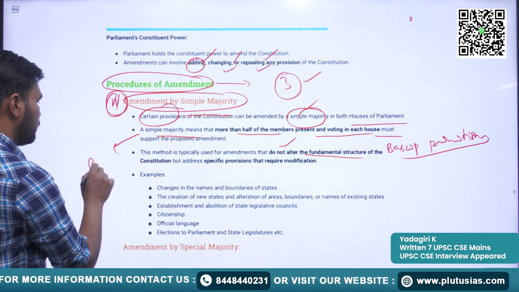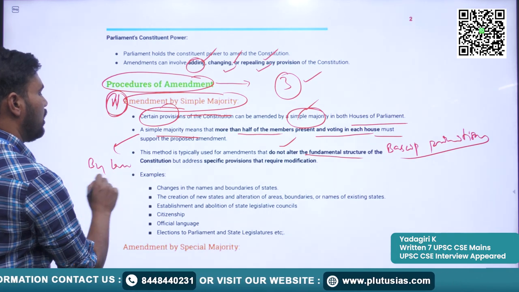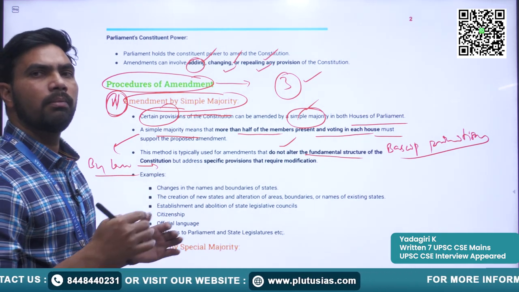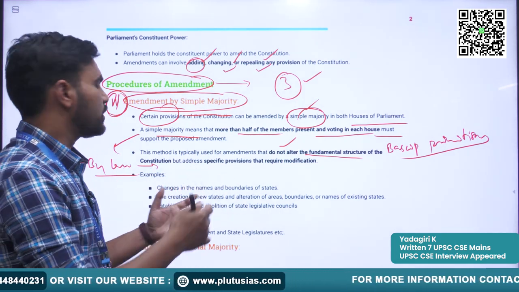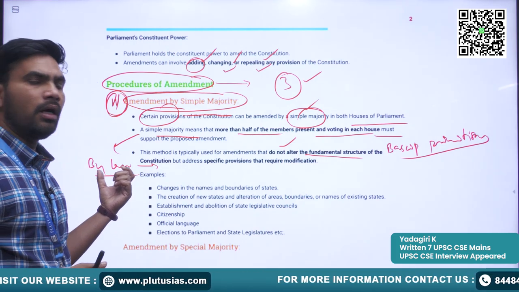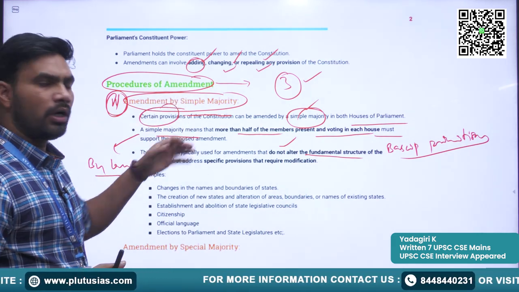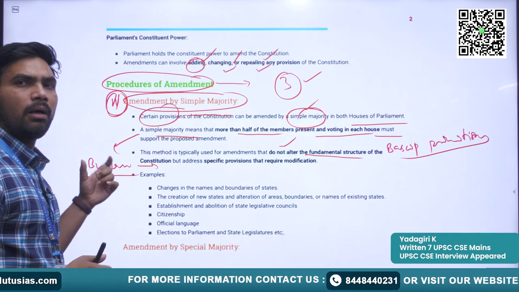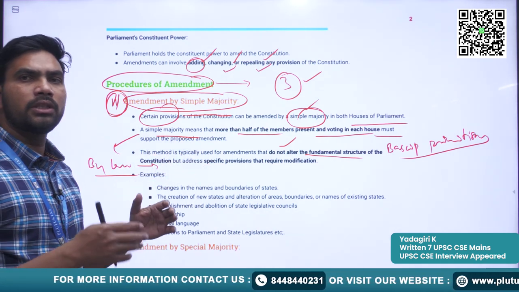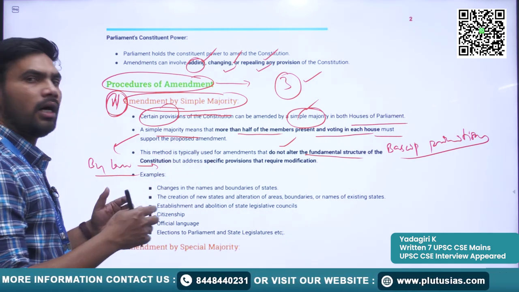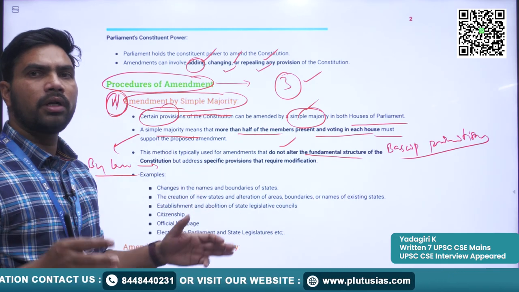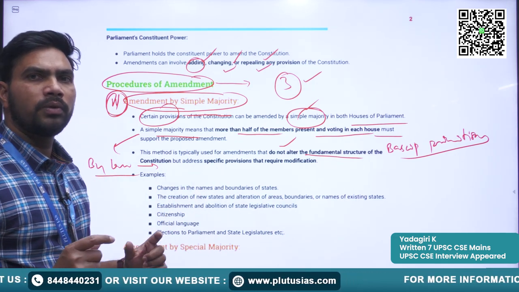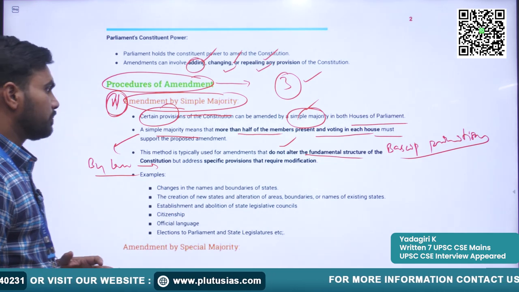The articles wherever the simple majority applies start with the phrase "by law, the parliament can do this." The provision which requires only a simple majority starts with "by law." By law, the parliament can change the name of a state. By law, the parliament can alter the boundaries of the states. So the provisions start like this.